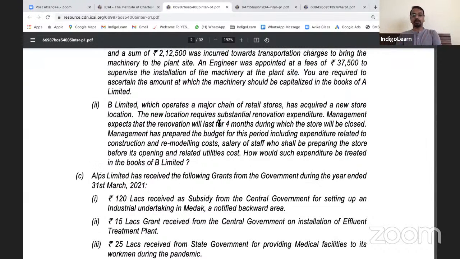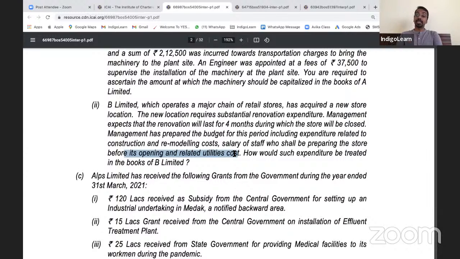Management expects that it will last for 4 months, during which the store will be closed. Management has prepared the budget for this period, including expenditure related to construction and remodeling, salary to the staff before its opening and related utility costs. How would such expenditure be treated in the books of B Limited?